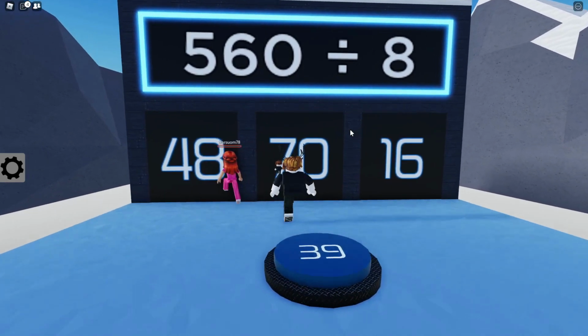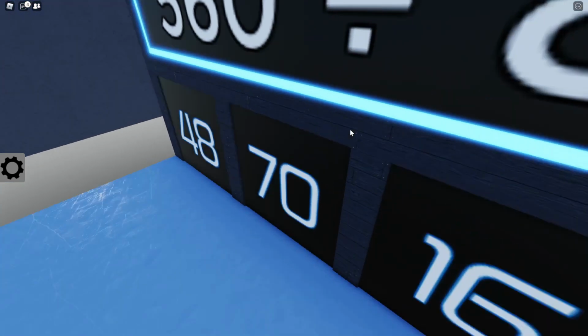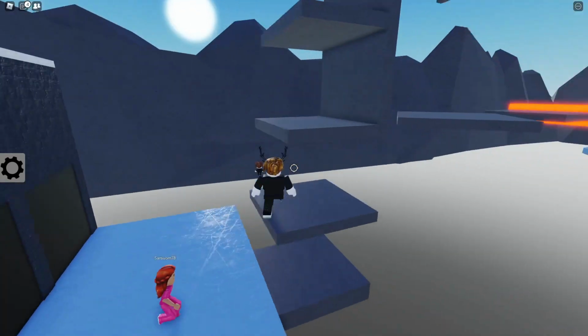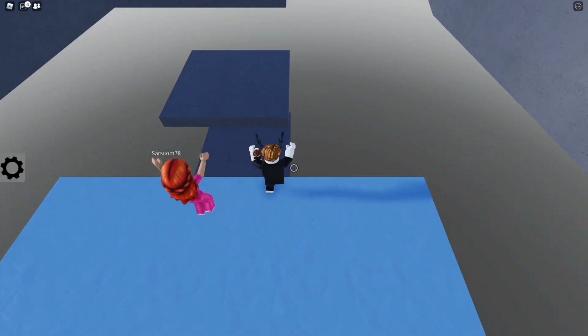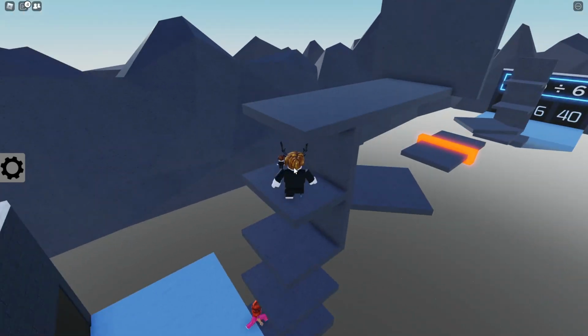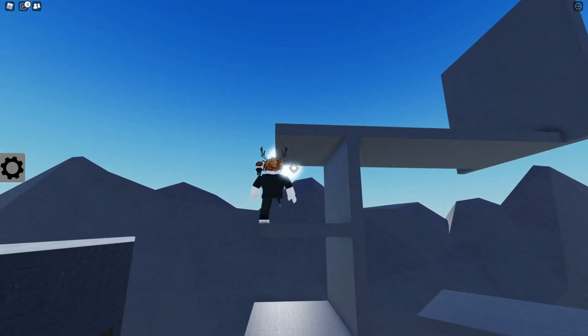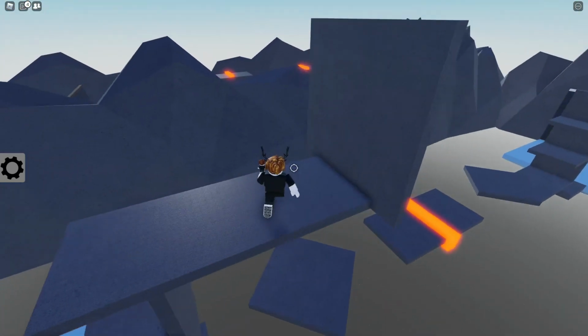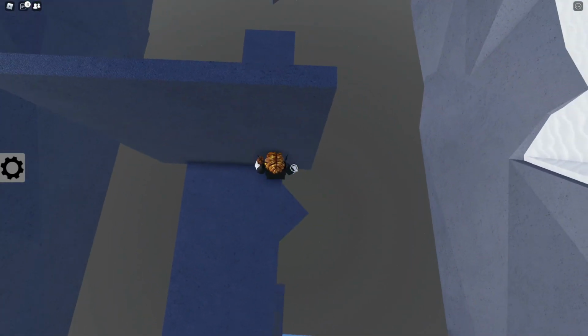560 divided by 8. That would be 70? Yes. Head hitters. I can already tell my friend would have a hard time with it. Never mind. I got so excited. A stick out? No way. Oh, no.